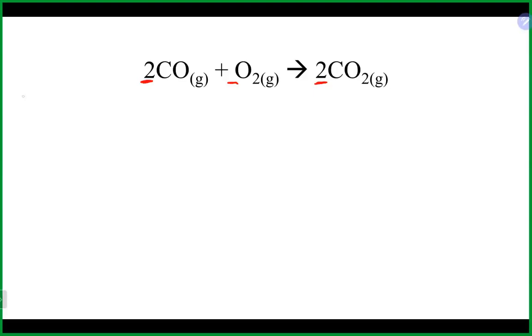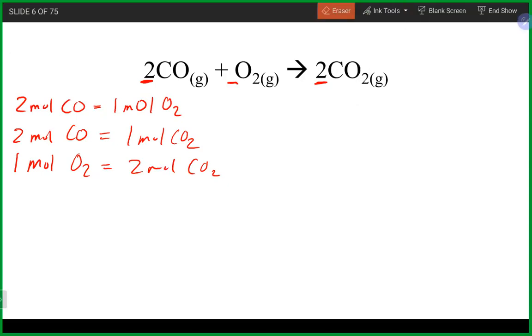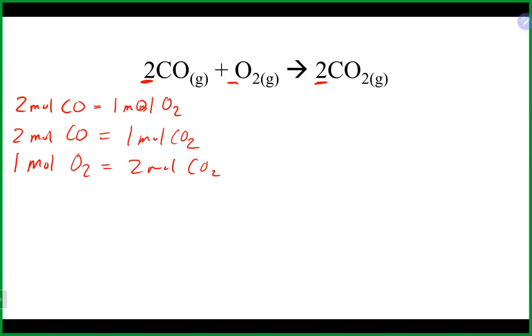We could say that for every 2 moles of CO we put in, we also need to put in 1 mole of O2. We also see that for every 2 moles of CO we put in, we get 1 mole of CO2 out. And for every 1 mole of O2 we put in, we get 2 moles of CO2 out. Once again, this is just the coefficients from the balanced equation.